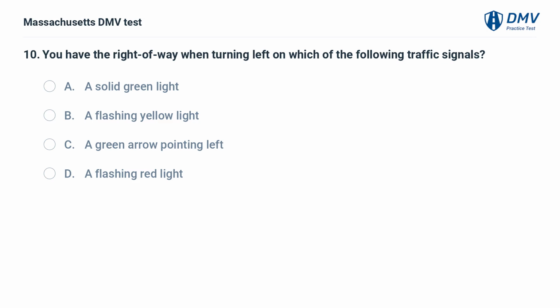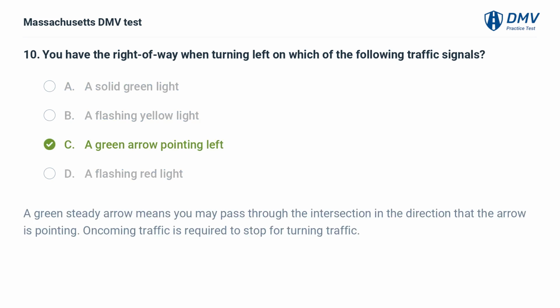You have the right of way when turning left on which of the following traffic signals? A. A solid green light. B. A flashing yellow light. C. A green arrow pointing left. D. A flashing red light. C. A green arrow pointing left.